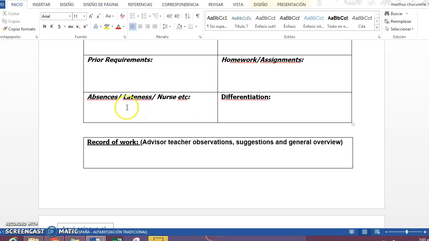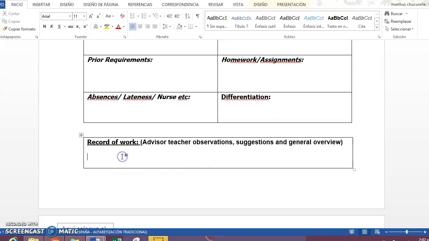Here, inside the class, sometimes there are absences, lateness, or somebody is in the nursery, so you are going to note it, but this is more or less like class notes that are going to be made in class. Differentiation is very interesting because sometimes in class we have some students that have to work in a different way from other students, because probably they have an attention deficit, or they are slower than the other ones, or because they are at a different English level. So you have to make a differentiation note here in your lesson plan.